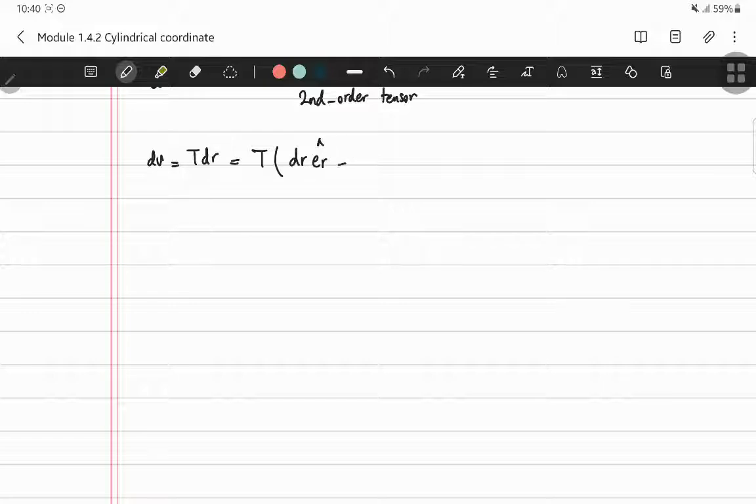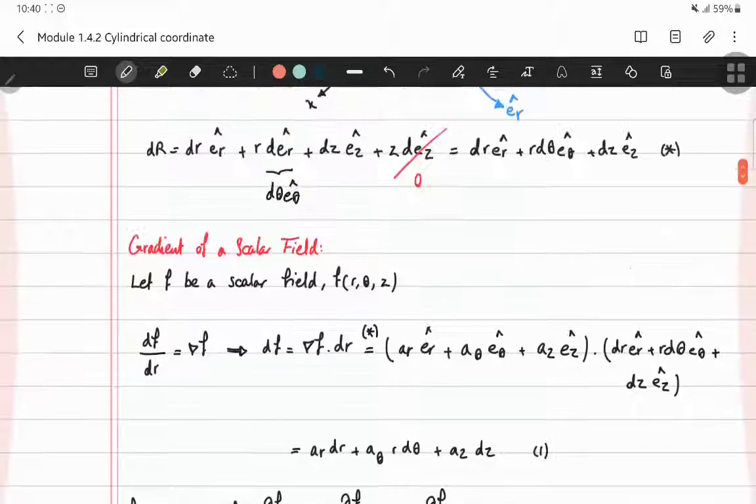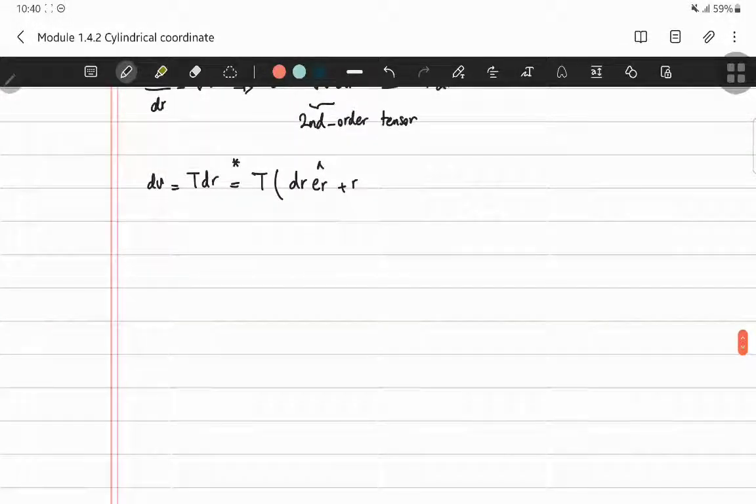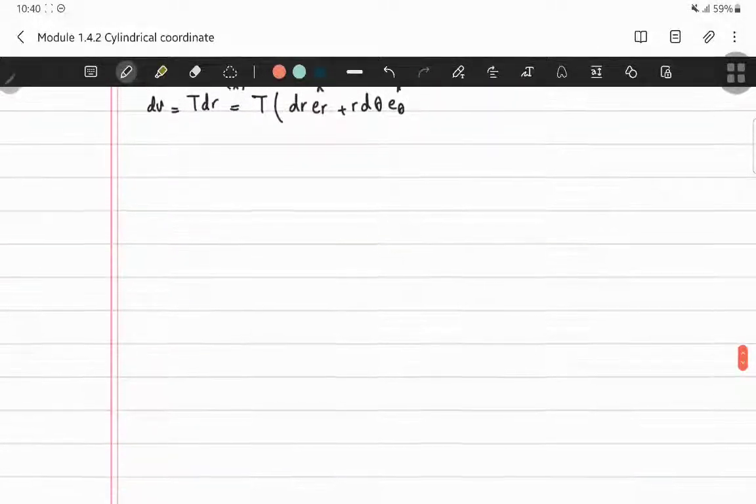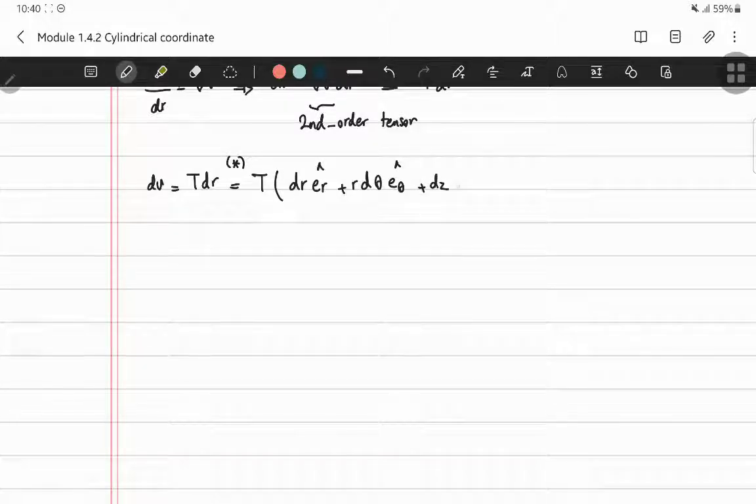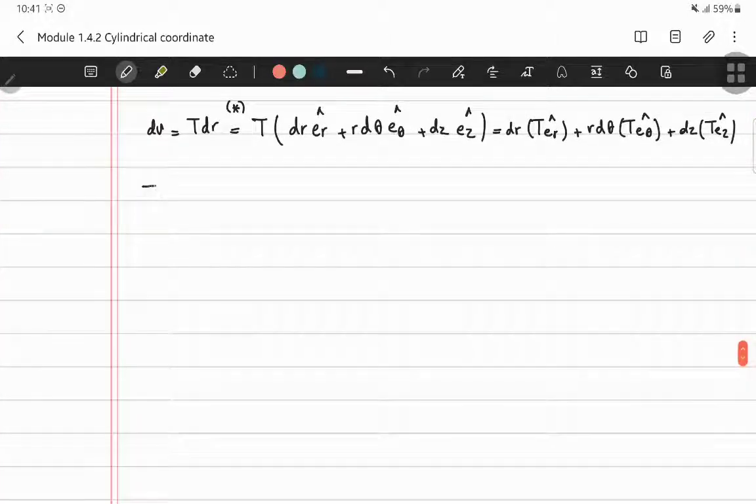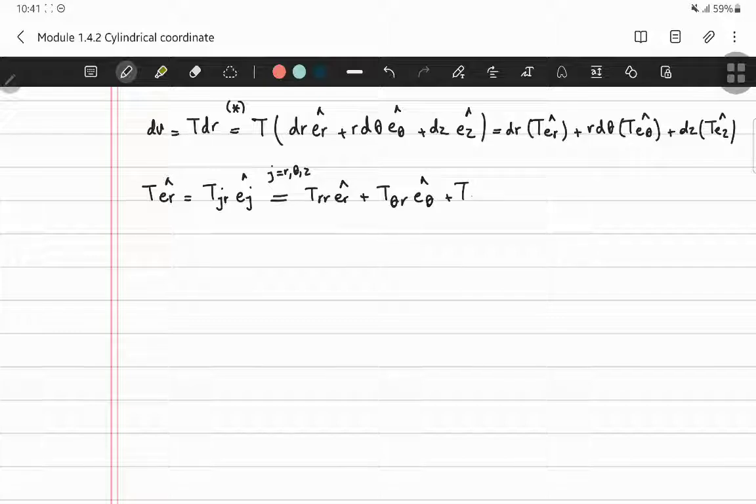So we have a component of dr e_r, then from the start again, r d theta e_theta, if I'm not mistaken. Yes, plus dz e_z. So this is equal to dr T e_r plus r d theta T e_theta plus dz T e_z. Good. Then we have this T e_r, and if you remember, this was T_jr e_j, and j here is r, theta, and z. Therefore, we have T_rr e_r plus T_theta r e_theta plus T_zr e_z.